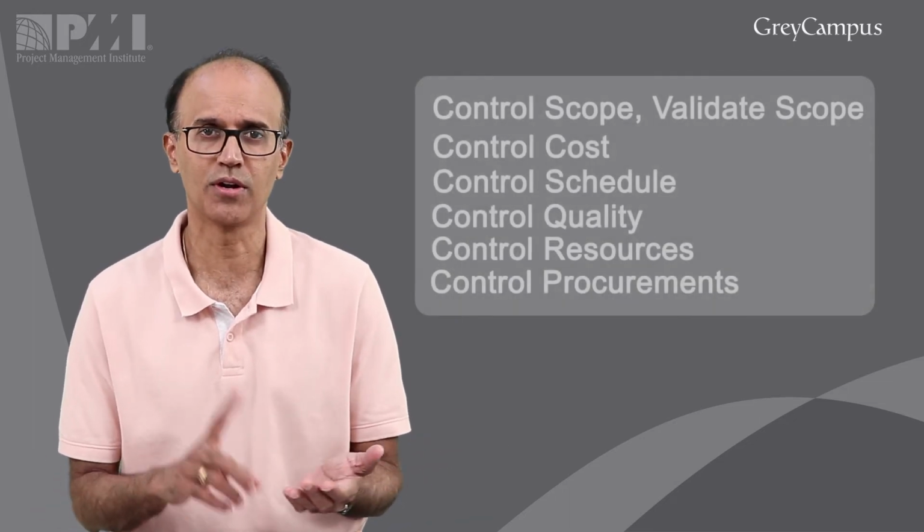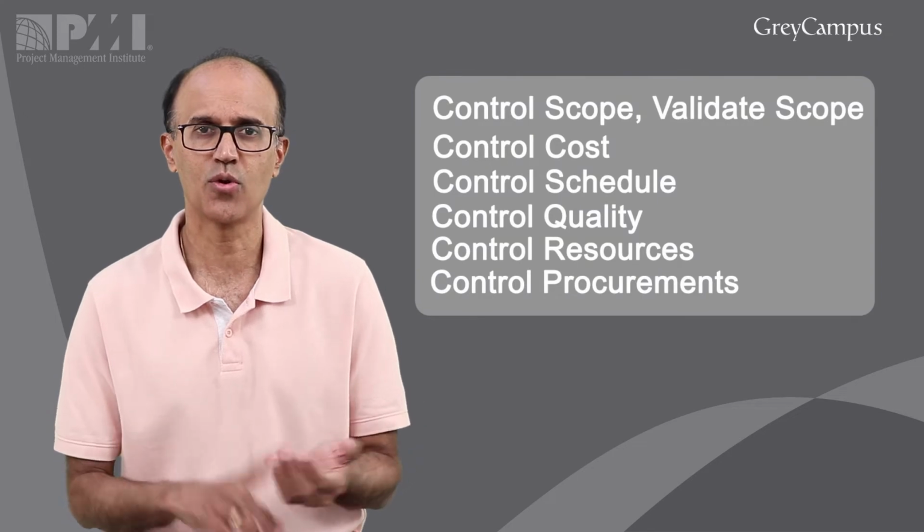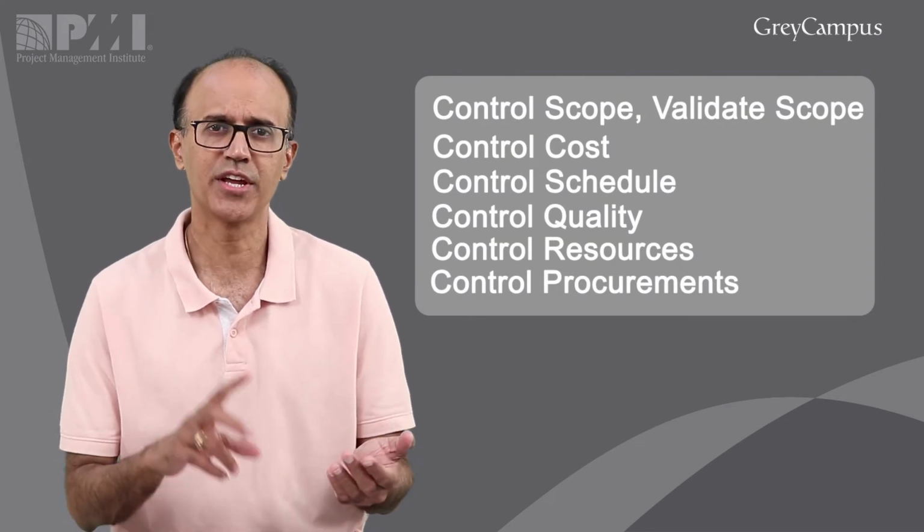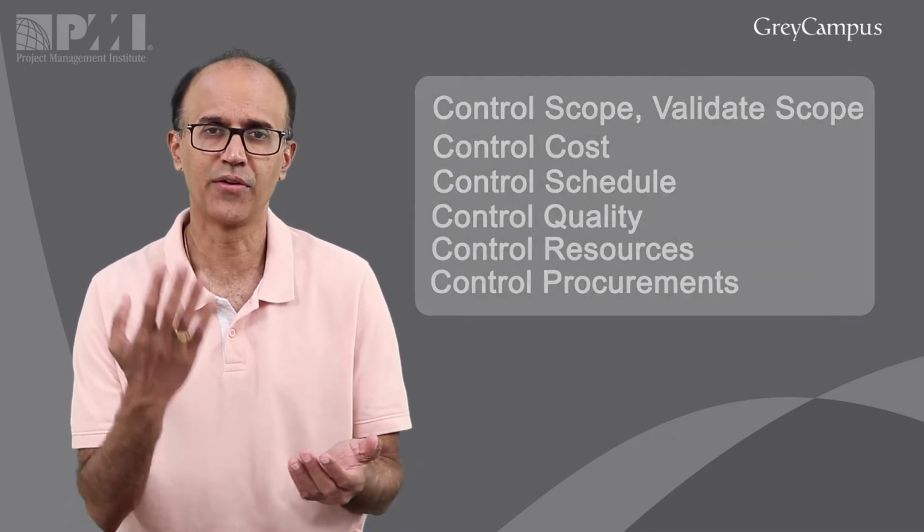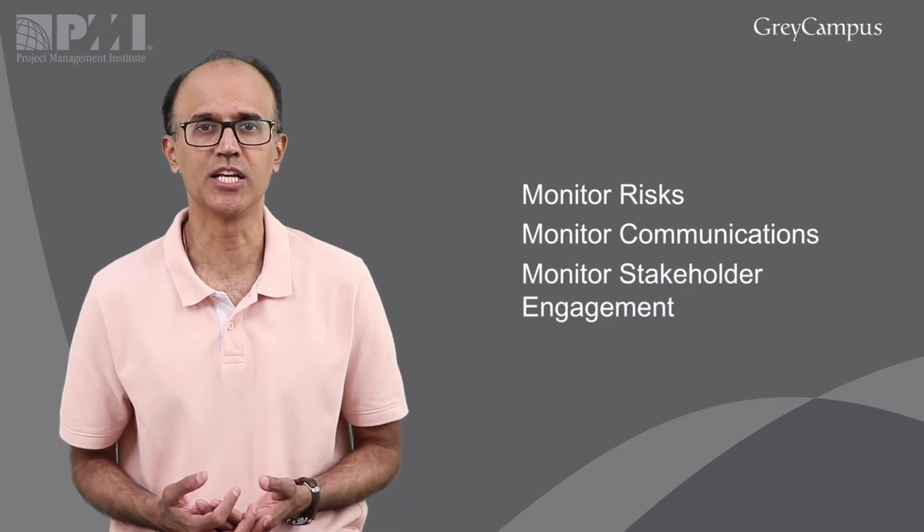And we have got 1 control process in every knowledge area. So control scope, control cost, control schedule, control quality, control resources, communication, stakeholder, procurement, and risk. By the way, it's called monitor risk, monitor communications, and monitor stakeholder engagement. It's just a terminology instead of using control.